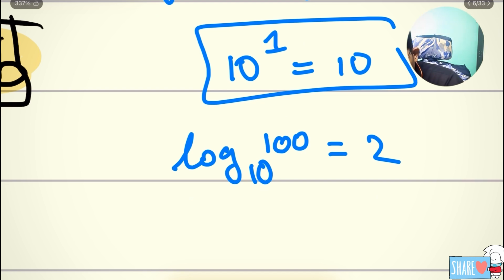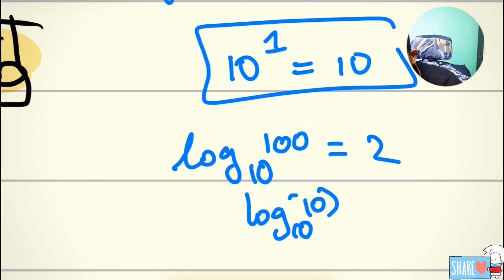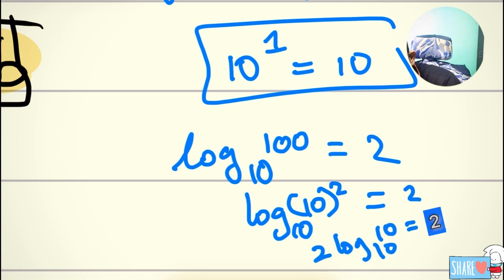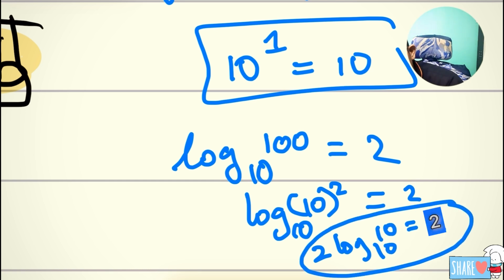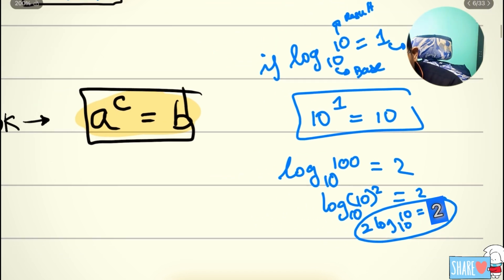We know this also. What they will do is log 100 to the base 10. How they will write it is 10 to the power 2. You will take the 2 in front, and log 10 to the base 10 is equal to 1. Simple.